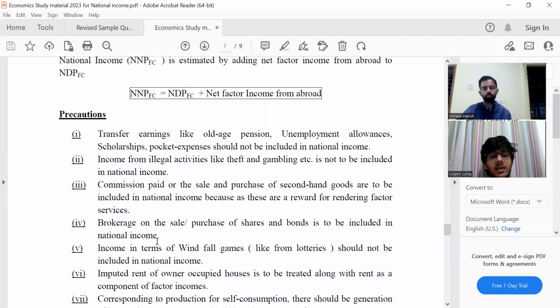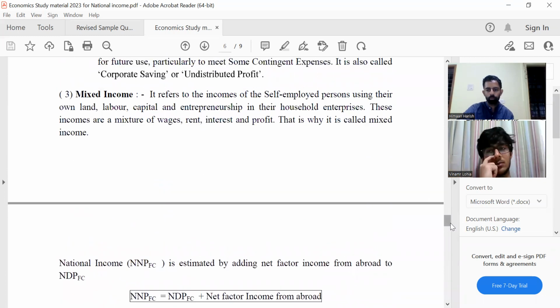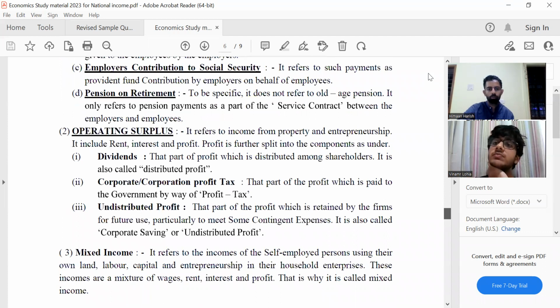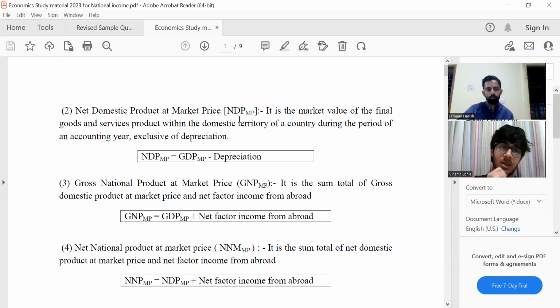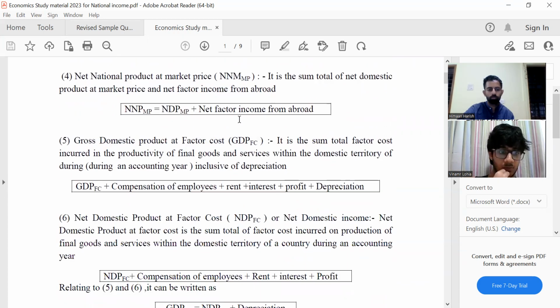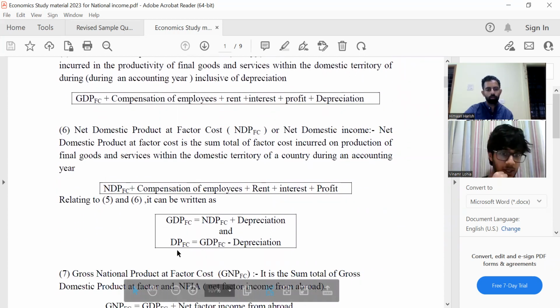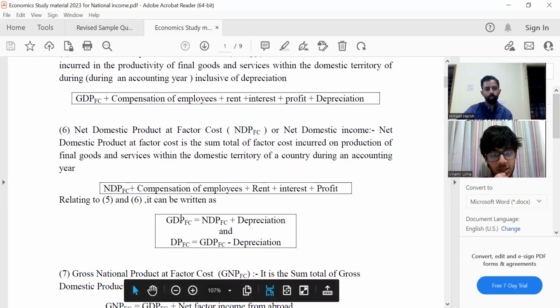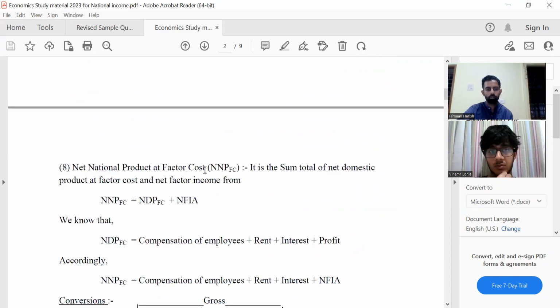I think most of the formulas from the above, on the first two pages, were there. So we have net domestic product at market price, NDP at MP, GNP at MP, GDP at FC, NNP at MP, NDP at FC. And there is GNP at factor cost, GDP at factor cost, and net national product at factor cost as well. So all the 8 formulas are relevant, right?